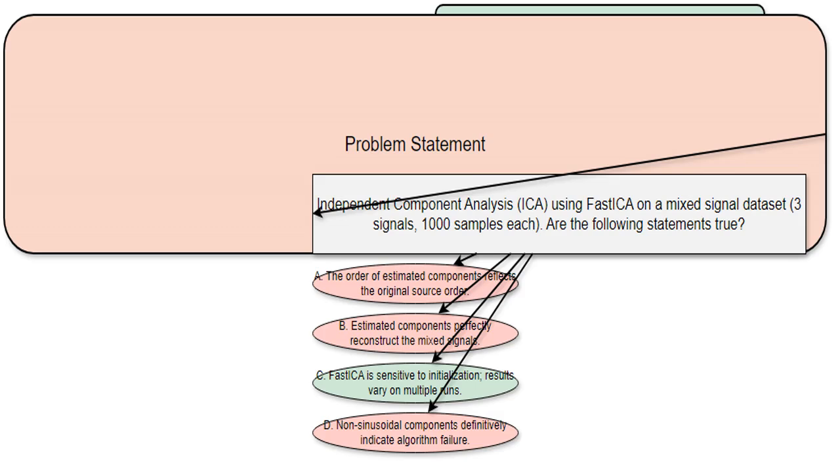We're using FastICA on a dataset of 3 mixed signals. Each signal is a time series with 1000 data points. I suspect the original signals are 3 sine waves, each at a different frequency. I'll be evaluating statements about the results after running FastICA with 3 components.